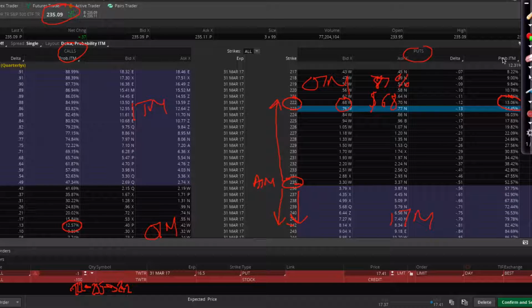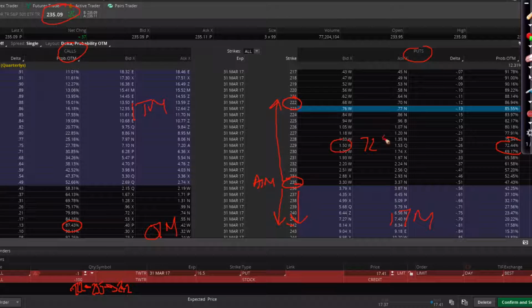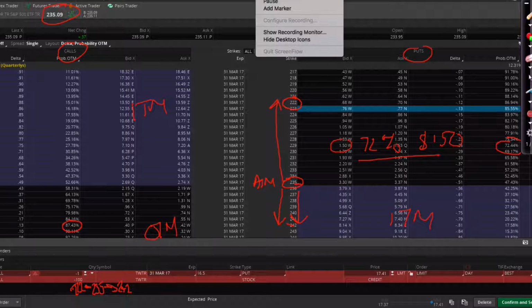And if you want, you can change it from probability ITM to probability out of the money, probably more useful. This tells you the percentages of you making your money. So with any given option on the board, probability out of the money, if I come to it and say, okay, this one right here, 72% probability of being out of the money, I can collect $1.50. So on this trade, I have a 72% chance of making $150. There's nothing else available like this, okay? Everything else is just a 50-50 shot.